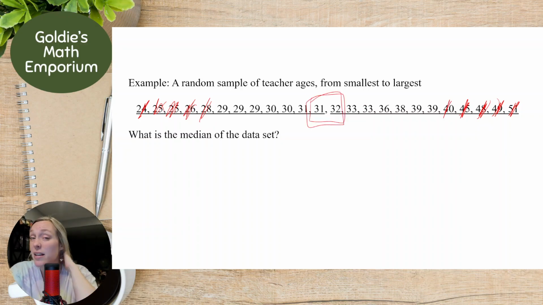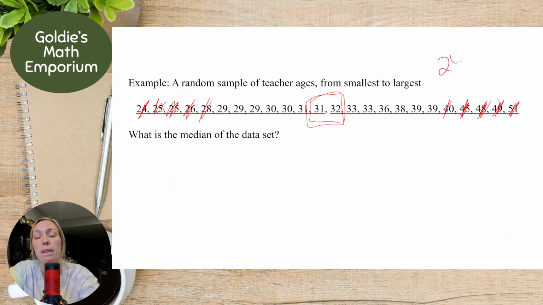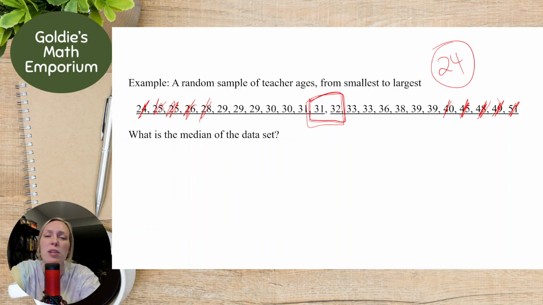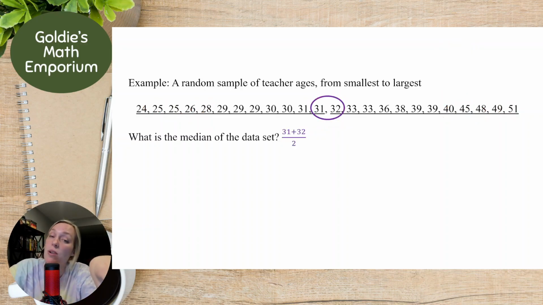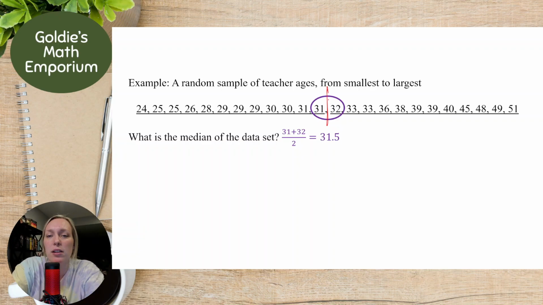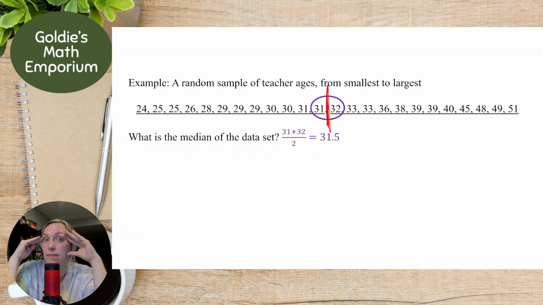There's an even number of teachers, right? There were 24 teachers. That is an even number, which means to get to the middle of the list, you technically have two numbers in the middle, right? So what's the median? Well, for the median here, you take the two numbers and divide by 2. You find the mean, right? Which of course is 31.5. So it's the exact middle between those two values, okay? And that's going to be your median.